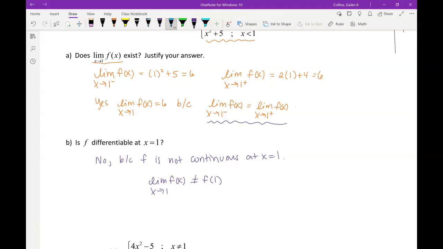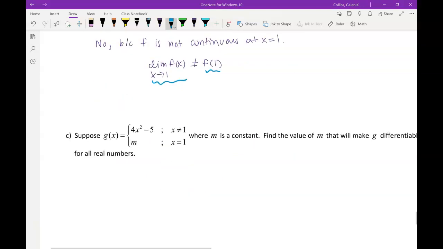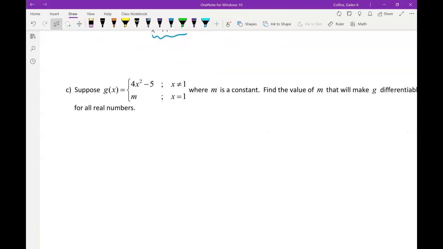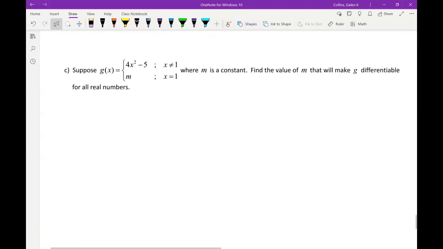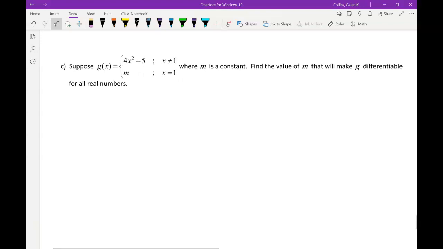And very often in class, we break it down into the 3 pieces. So this must equal f of 1. Since we already established the left and right limits in part A, we could just use the two-sided limit in part B. All right, part C. Oh, we got this new piecewise g. Suppose g of x is this piecewise defined function where m is a constant, so not a variable, just an unknown constant. Find the value of m that will make g differentiable for all real numbers.